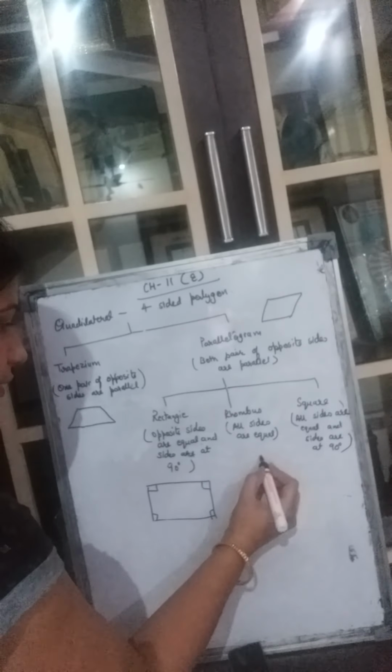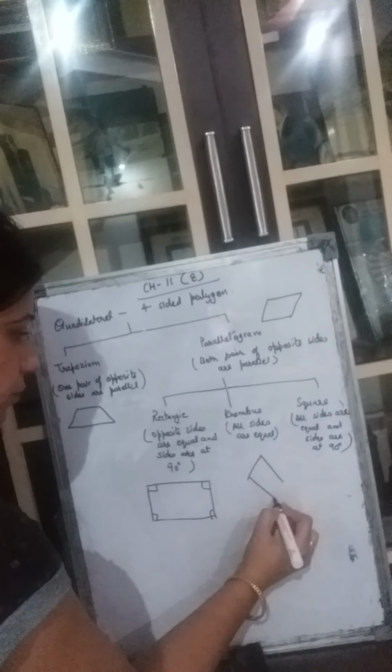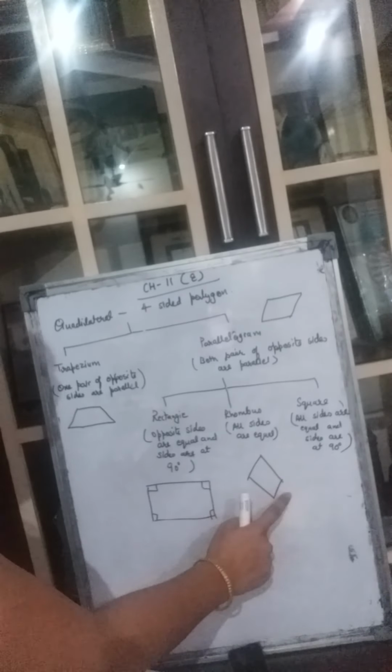Okay, for example, see, all sides are equal, okay, but they are not making, suppose this is not 90 degrees, let me be more precise. Suppose we have it like this, this is not 90 degrees, right? All sides are equal and the opposite sides are parallel also. This is parallel, this is parallel, so it is a rhombus.